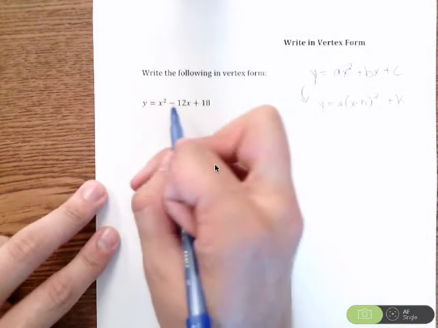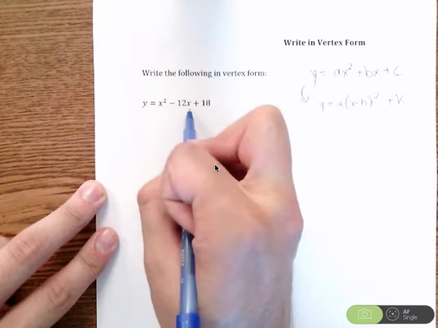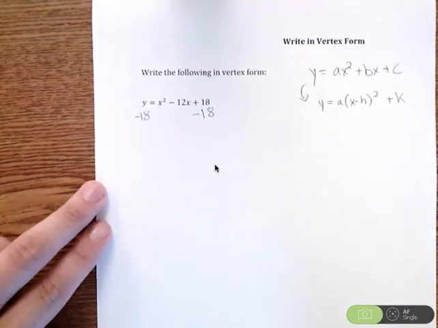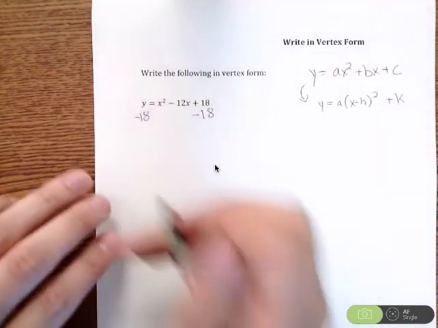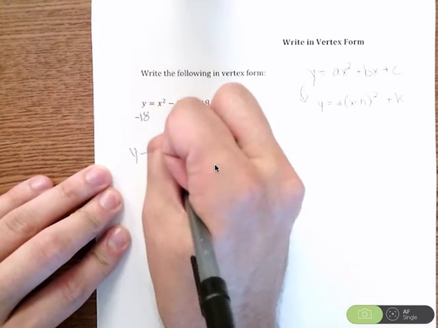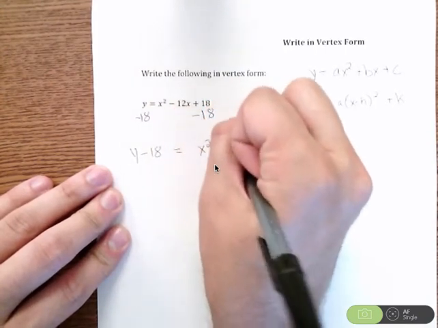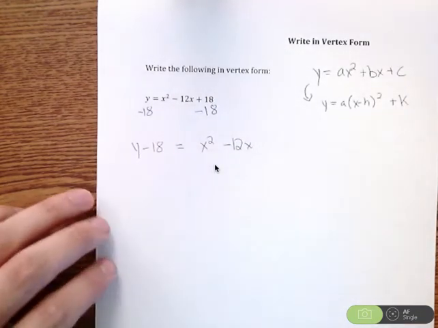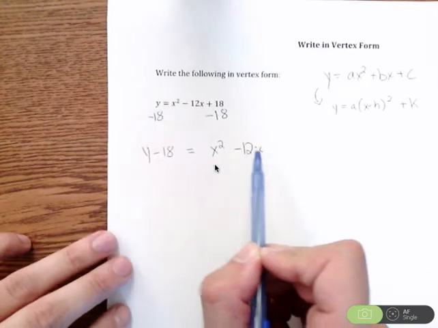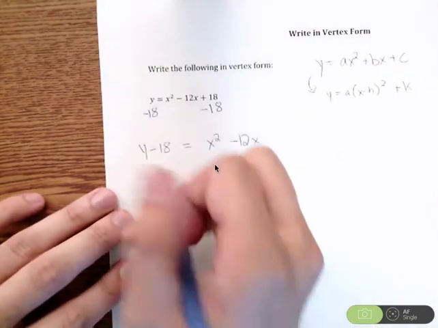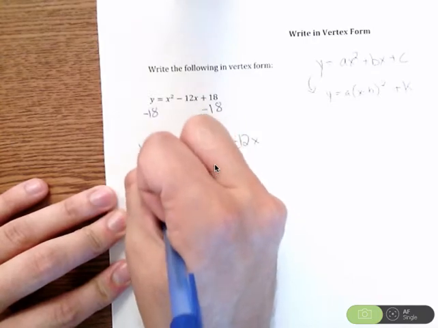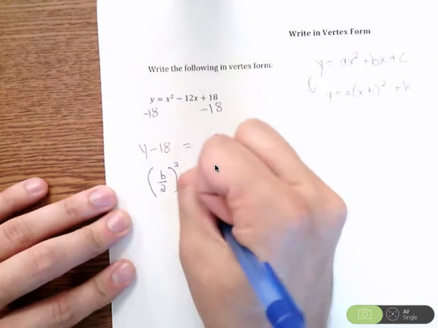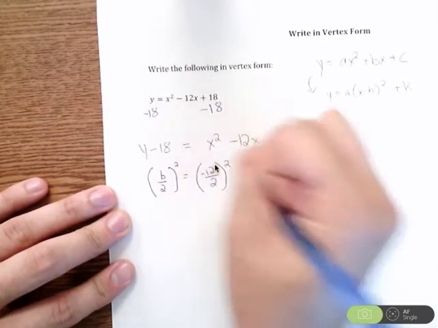So the first thing I always want to do when completing the square is isolate the x squared and the x. So I'm going to subtract 18 from both sides. That gives us y minus 18 equals x squared minus 12x. Next, I'm going to look for how I can complete the square over here. We go through the same process of doing b divided by 2 and squaring it. So I'm going to have negative 12 divided by 2, squared.